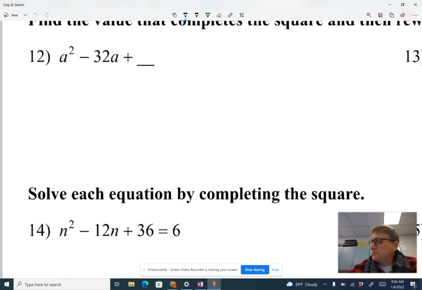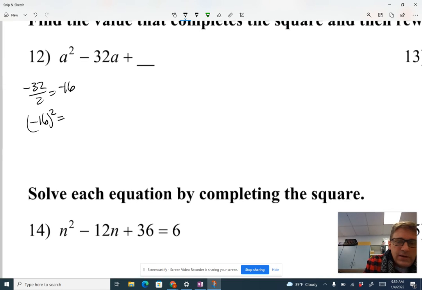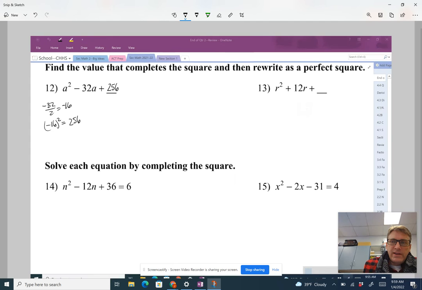square. So what we do is we take negative 32, and we divide it by 2, and that gives us negative 16. And then we take negative 16 and we square it, and that gives us, just double check my arithmetic here, 256. And so it's 256 that completes that square. And that then is a perfect square trinomial.